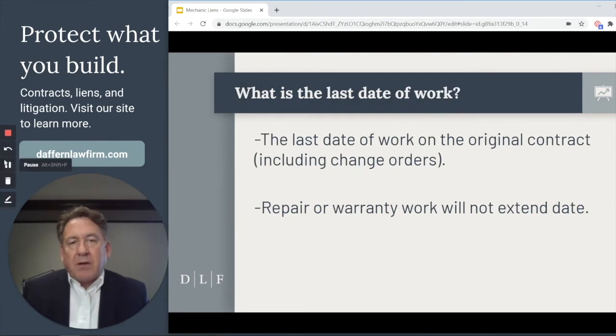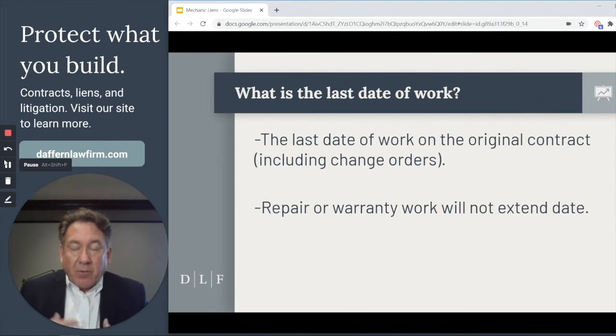Okay, let's talk about what is the last day of work. And we've talked about this before, but the last day of work is the work that was done on the original contract and any change orders. The work that is not the last day of work is any repair or warranty work, as that will not extend the last day of work.